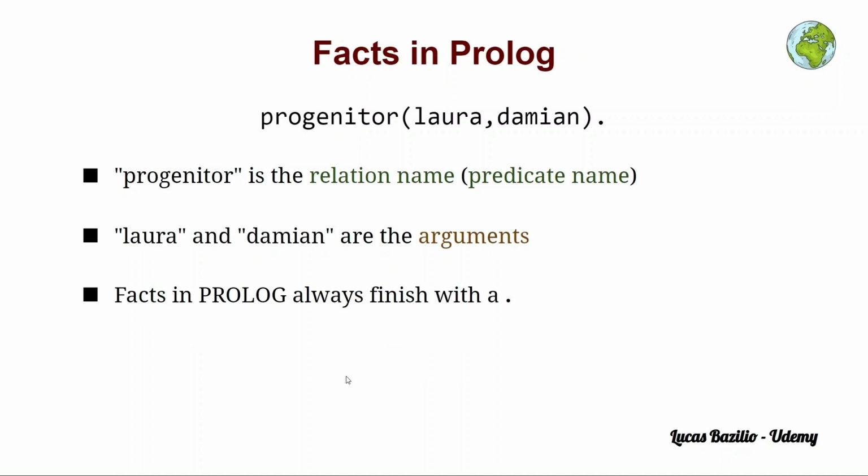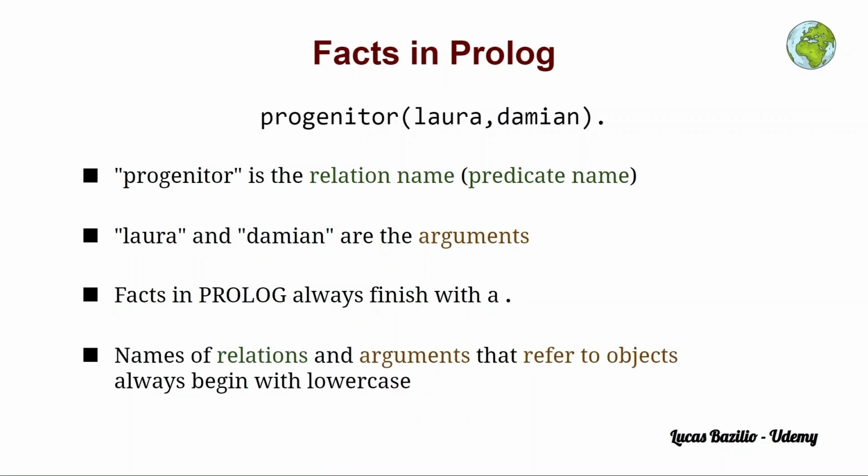Now it is important to know one thing, and that is that facts in Prolog always finish with a final period. This period indicates that the fact is finished, so it is very important to have this in mind. Here in our example, we can see how we have the final period.